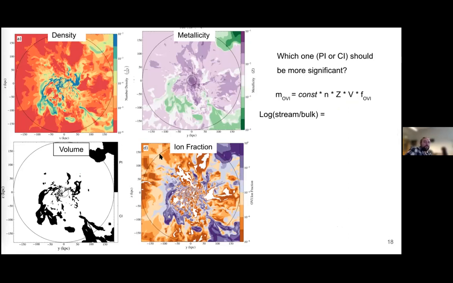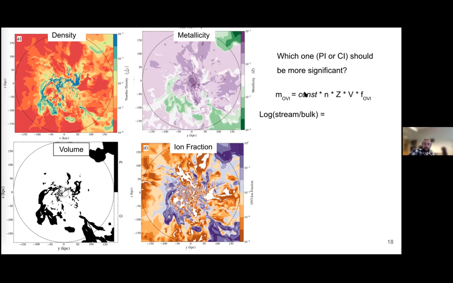Usually people's intuition is that cold streams are metal poor, and therefore when you see metals, it's not in these cold streams. But metallicity is only one of 4 variables here, and it's actually not the most important one for seeing a specific ion. So in fact, to make a certain mass of an ion, you need 4 variables.